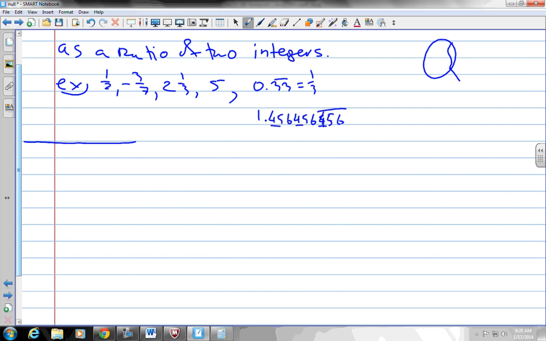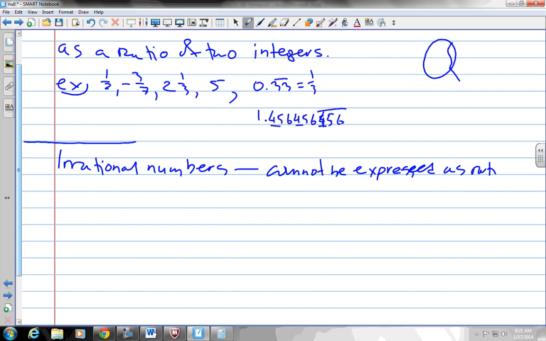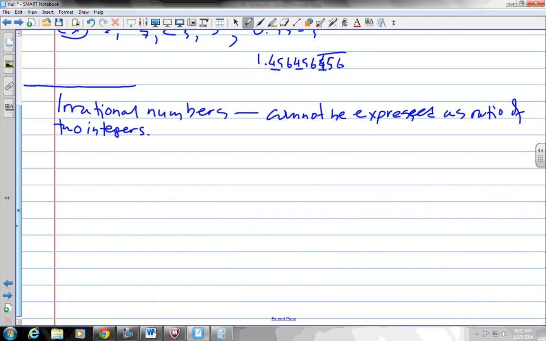Okay? But unfortunately, there's also a set of irrational numbers, the numbers that cannot be expressed as a ratio of two integers. So the ones that have that infinite decimal with no real patterns goes on forever and ever. Okay, so irrational. It cannot be expressed as a ratio of two integers. The decimal goes forever with no patterns, no repetition.